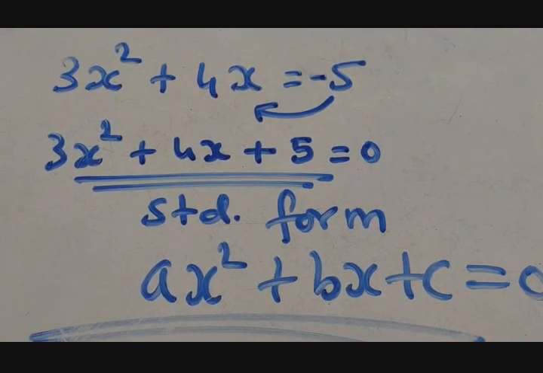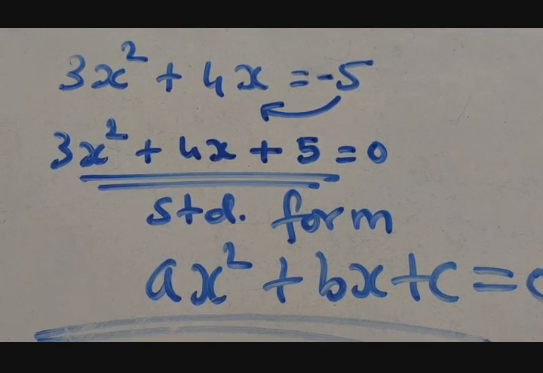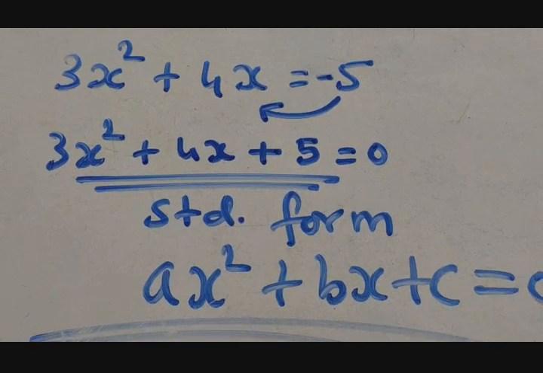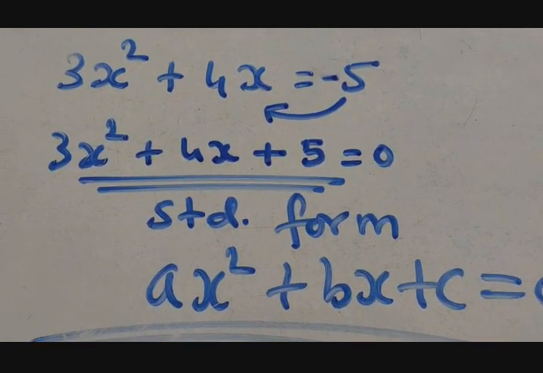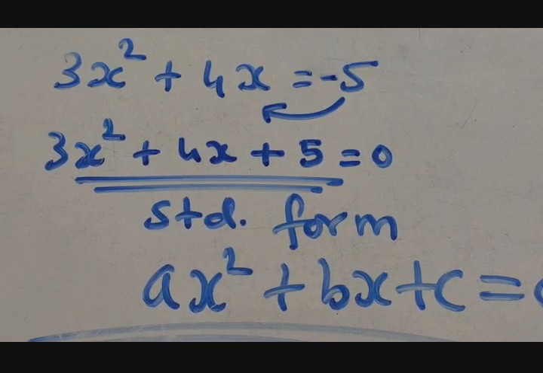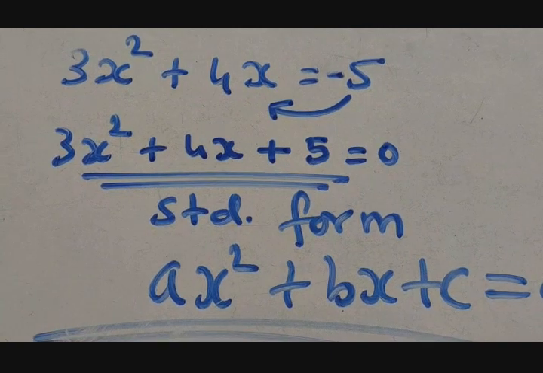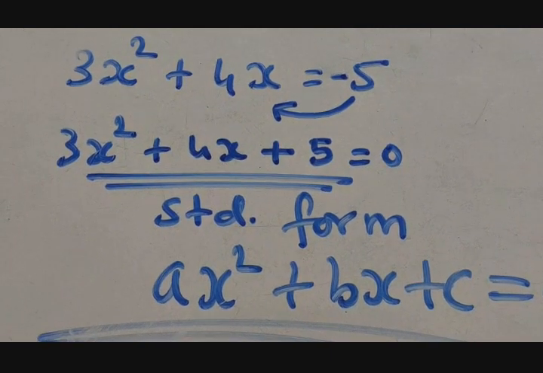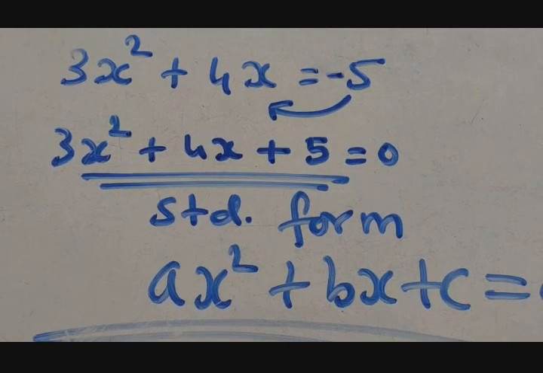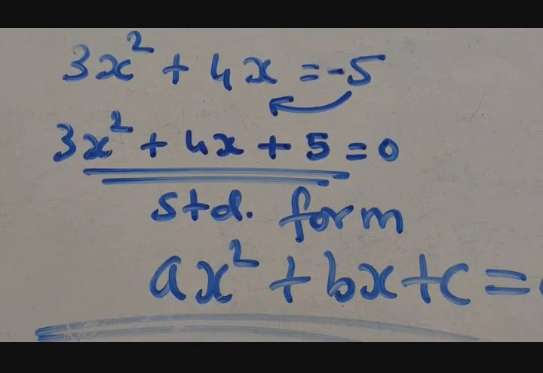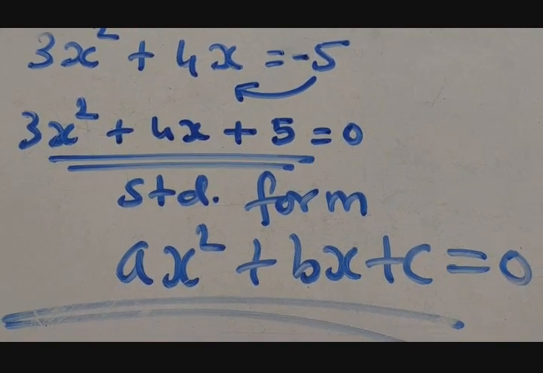If you compare both these equations, then you can find out the value of a. The value of a is 3, the value of b is 4, and the value of c is 5, because the coefficient is related to the variable square and the variable. For x square, it is a. In the above equation, for x square, it is 3. For x, the coefficient is b. For x, the coefficient is 4, and the constant term c is 5.